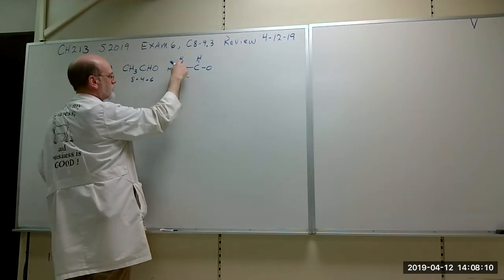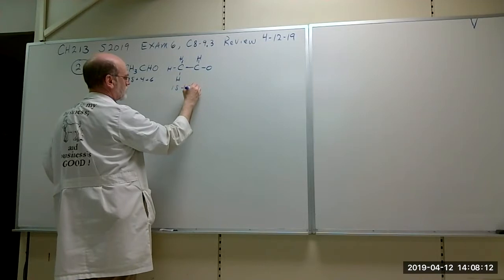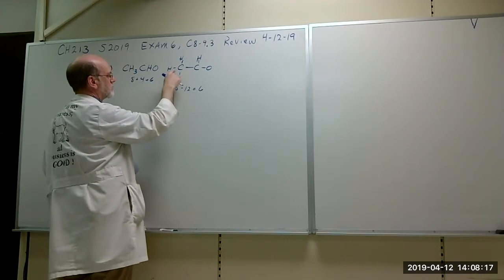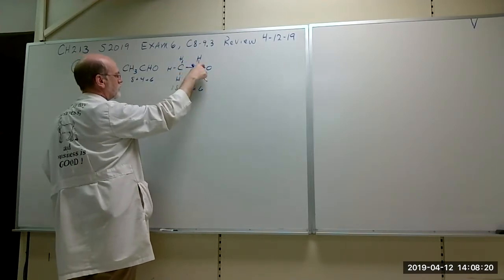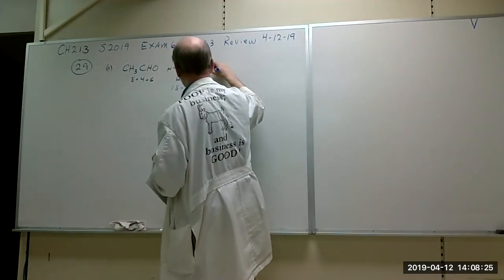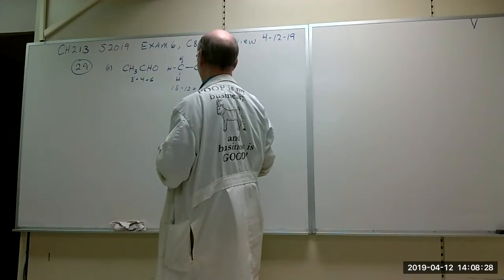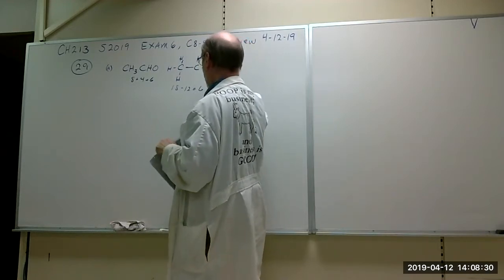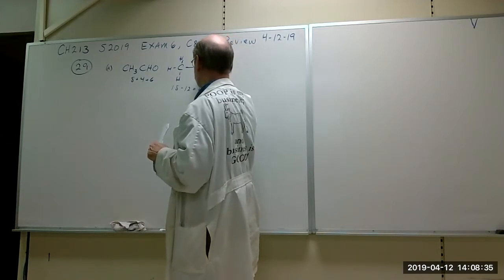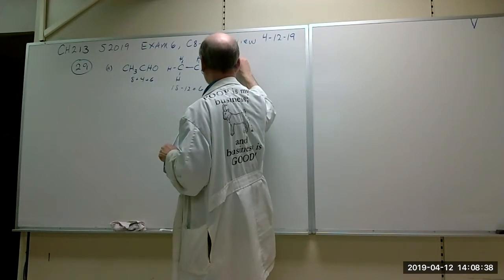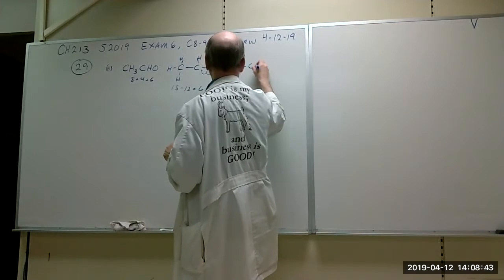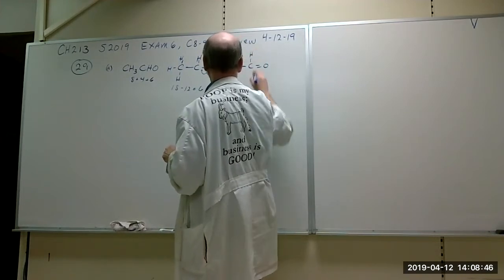We got 2, 4, 6, 8, 10, 12. So that's 6. 2, 4, 6, yep. 12, yep, 6. So we got 6. We can do here, here, here, here, here, here. And all we have to do to satisfy that carbon and this oxygen at the same time is move that over here. So that gives us like that.